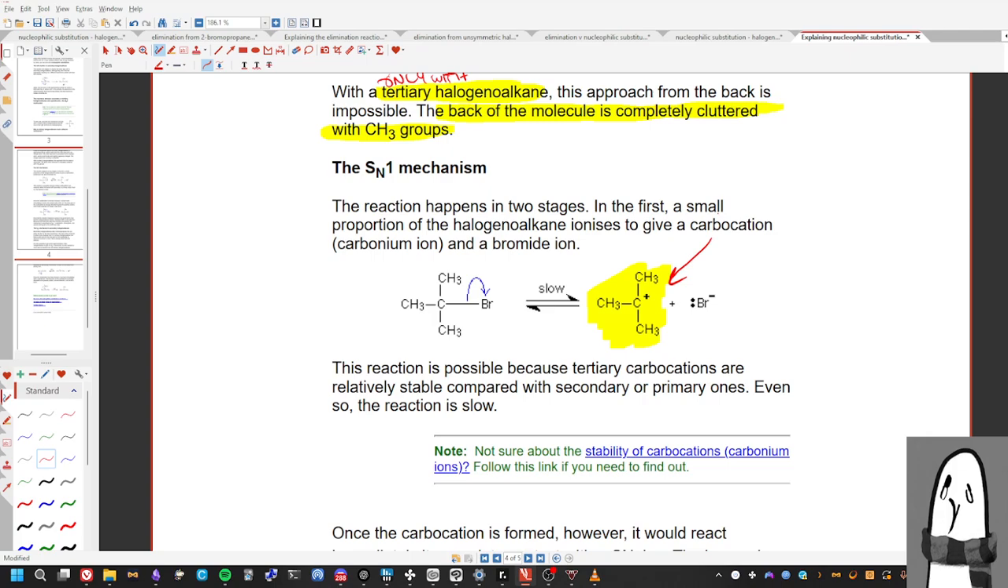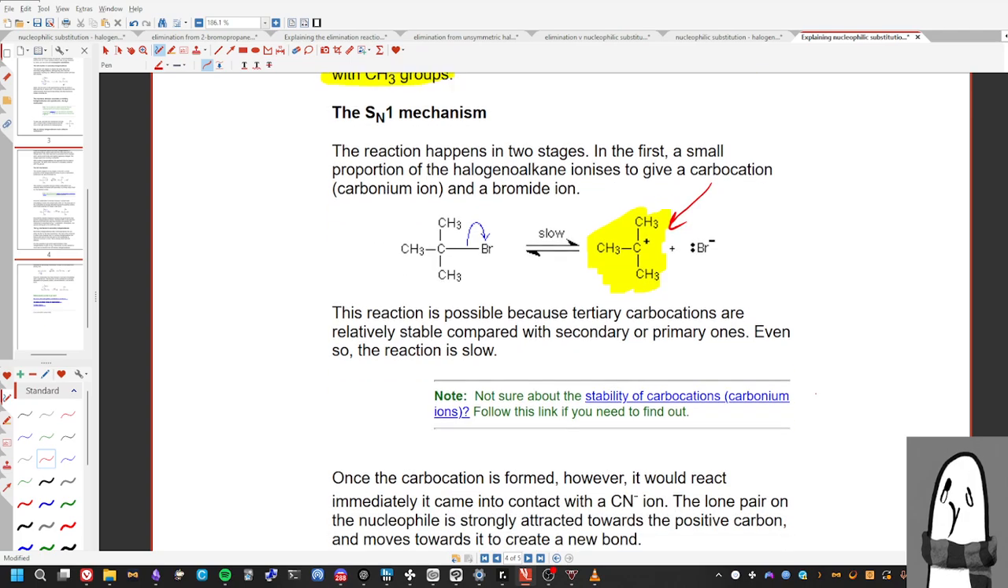So the reaction happens in two stages. In the first, a small proportion of halogenoalkane ionizes to give a carbocation and a bromide ion. This reaction is possible because tertiary carbocations are relatively stable compared with secondary or primary. As you remember, the tertiary ones are the most stable, so this is possible. If it was primary, then it would be less possible.